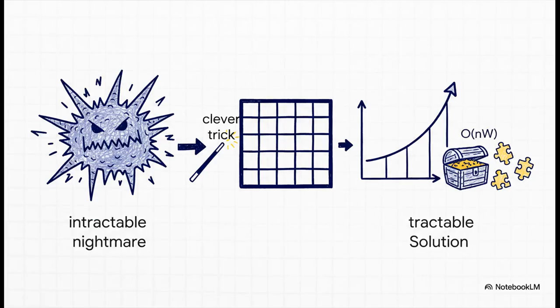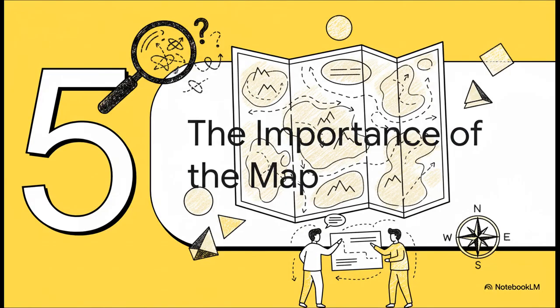And here's the magic. By building this table, which has a size of n by W, where W is our weight limit, we solve the problem. The runtime is just proportional to the size of that table, O(nW). We've taken an exponential, intractable nightmare, and with this one clever trick, we've turned it into a polynomial time, totally tractable solution. Amazing! Okay, let's zoom back out.